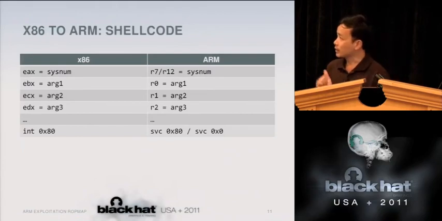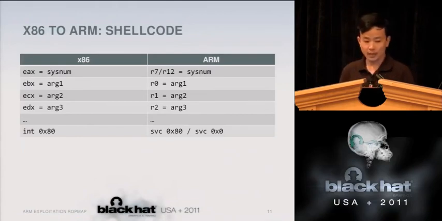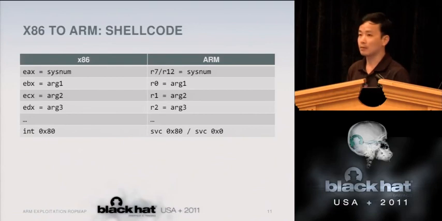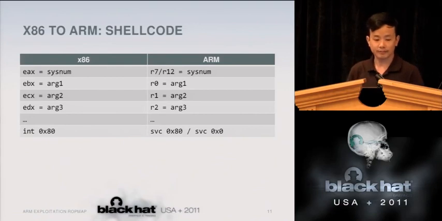How about writing the shellcode? It is similar on both platforms. In x86, we just load EAX with the syscall number, and in ARM, we load the syscall number into register 7 or register 12, and the arguments go to the other registers. Then we issue a system call.